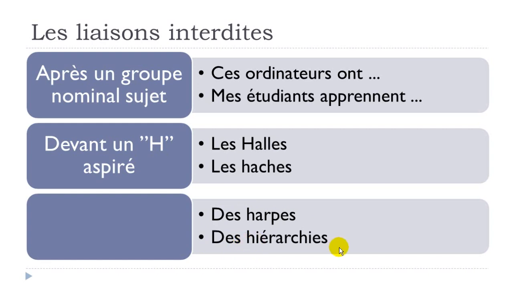Des hiérarchies. Just to show you that it's not only with A, because I've got three examples with A, but in that case it's I, des hiérarchies. All right, so no liaison here, here, here, and here, because these words start with what we call H aspiré.